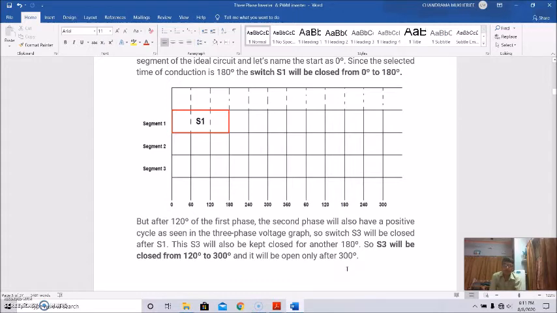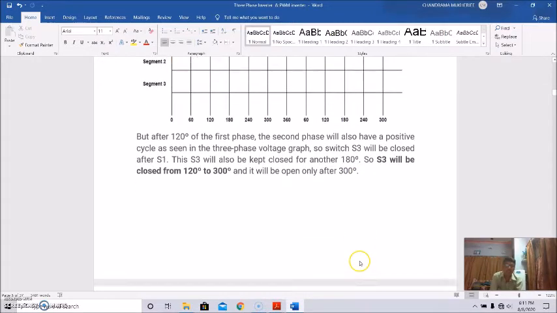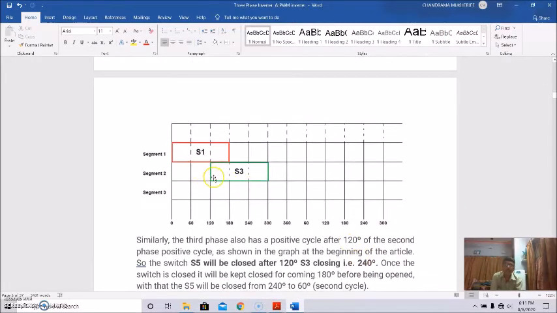So once again, after 120 degree of the first phase, the second phase will also have a positive cycle as seen in the three-phase voltage graph. So switch S3 will be closed after switch S1, and this S3 will also be kept closed for another 180 degree. So S3 will be closed from 120 degree to 300 degree, and it will be open only after 300 degree. So this is actually the case.